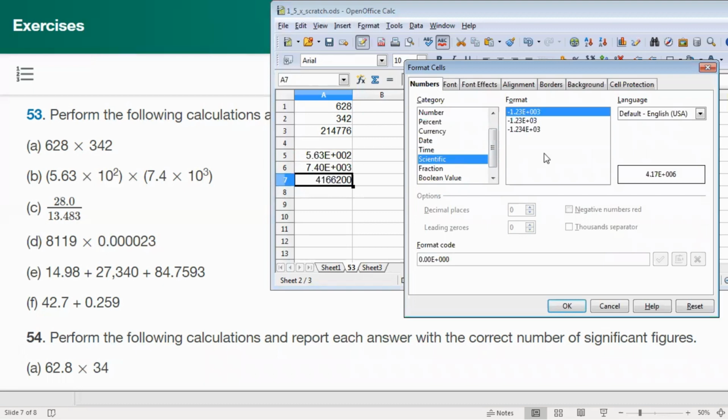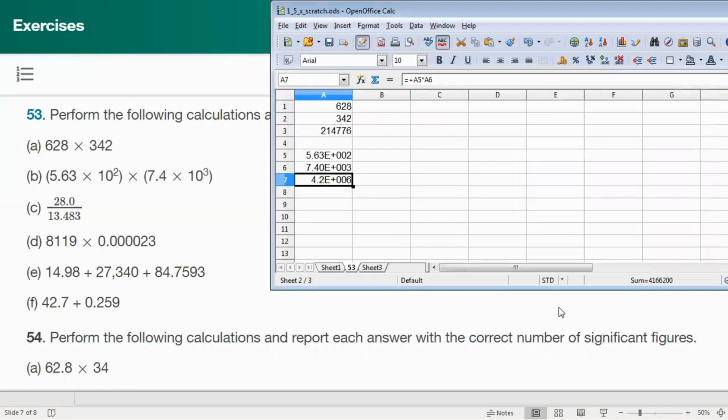So you see if I could do a quick format this way. Scientific. And we want two significant figures. Let's see if it's going to round it correctly. It should be with two significant figures. That should be 4, 2. So let me see if I can do this with two significant figures. 4.2 times 10 to the 6th power.